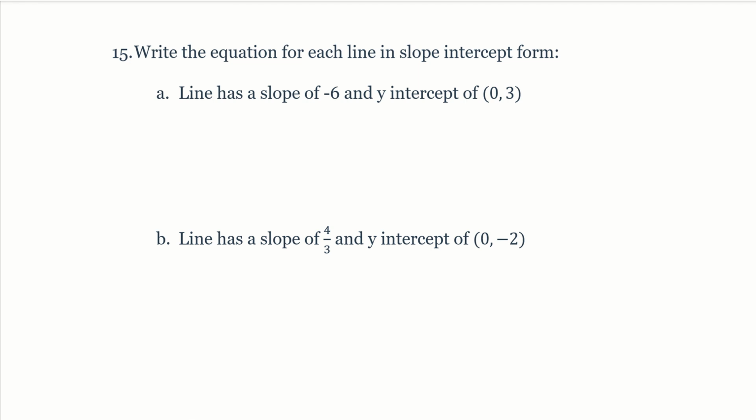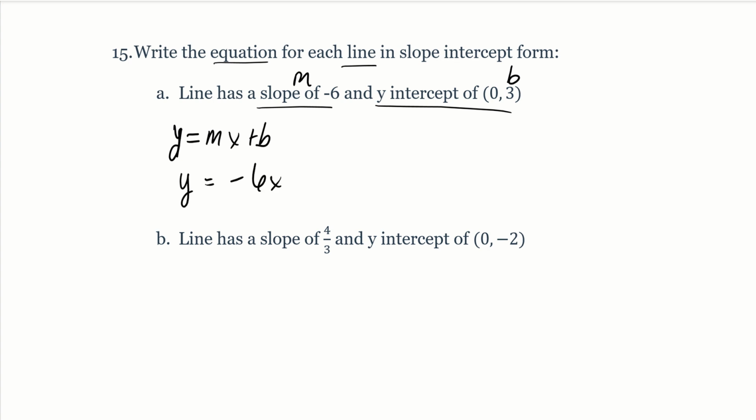Now sometimes you're going to be given that you have an equation for a line, and you're given the slope, and you're given the point of the y-intercept. The slope is m, and this point here is b. You can ignore the 0. The 0 represents the x value for this particular point. Okay? So y equals mx plus b. In this case, they tell us m is -6, so y equals -6x plus 3.